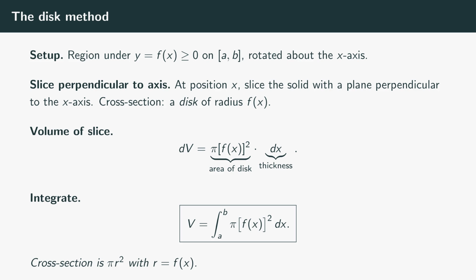Notice the structural similarity to last episode. For area between curves, we wrote A equals the integral from a to b of the strip height, dx. For volumes of revolution, we write V equals the integral from a to b of the slice area, dx. Same template, one dimension up. The integrand is the measure of the cross-section, whatever measure means in our dimension.